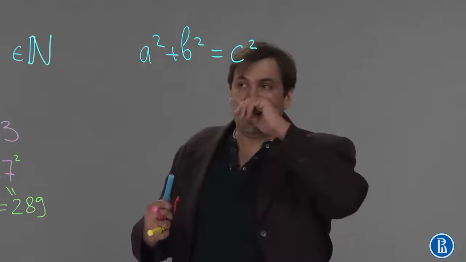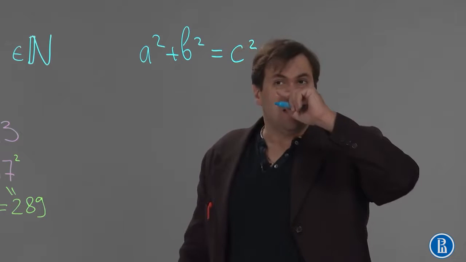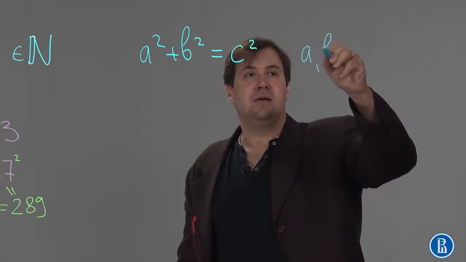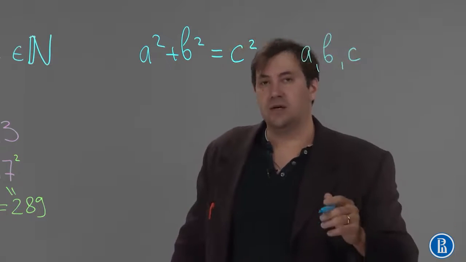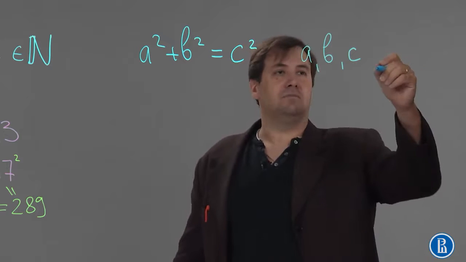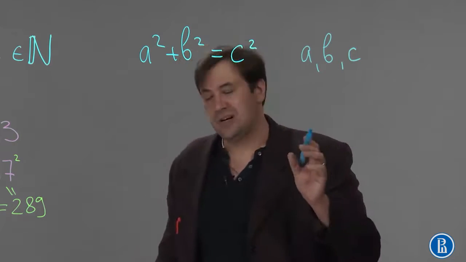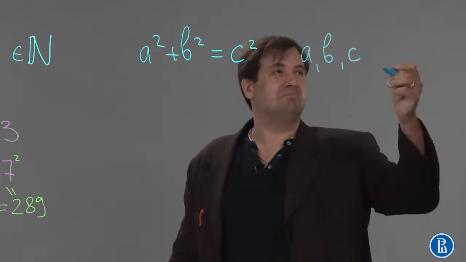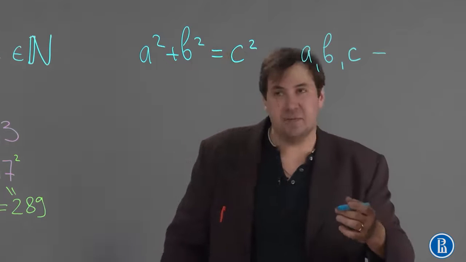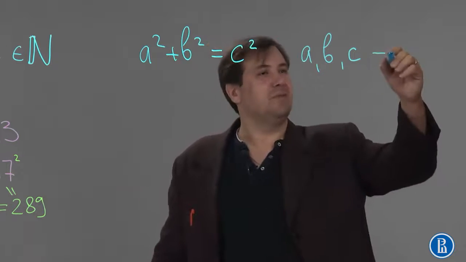So, first of all, we can suppose that a, b, and c are pairwise mutually prime. Sometimes such Pythagorean triples are called primitive. I will write primitive. I hope that you will understand that this means that they are pairwise mutually prime.